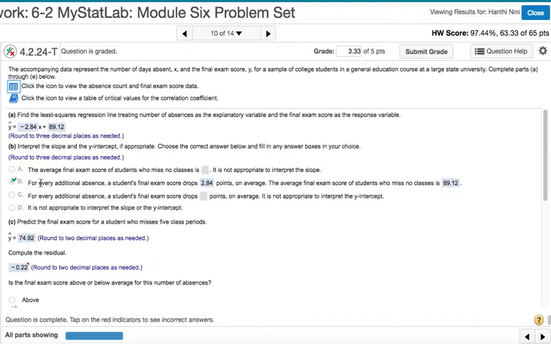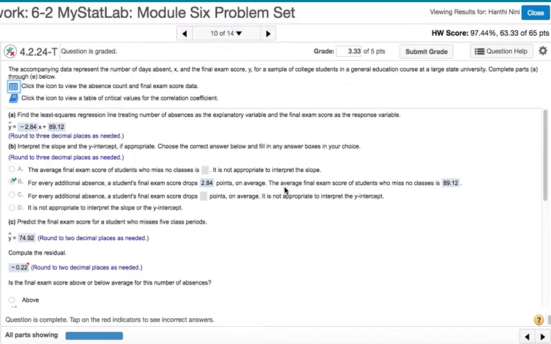And then this next one, for every additional absence, a student's final exam score drops 2.84 points on average. And that's true. So as I just mentioned earlier, if they're absent 1 time, it goes down by negative 2.84, and 2 times that would double.